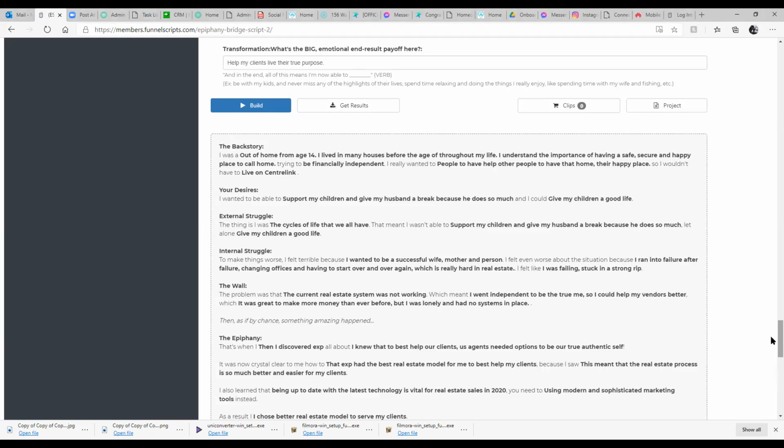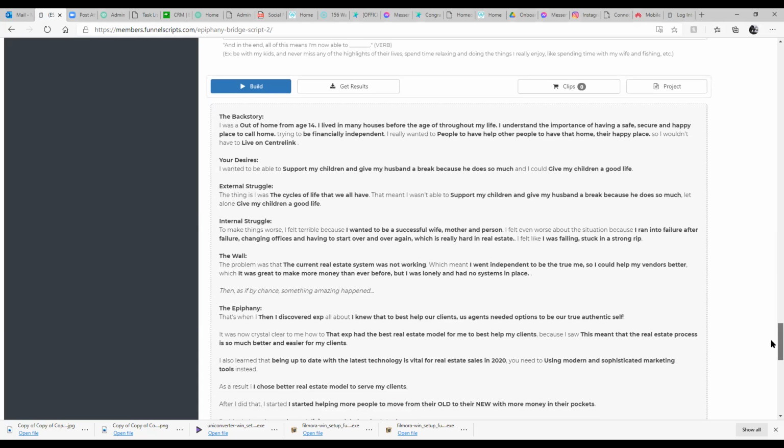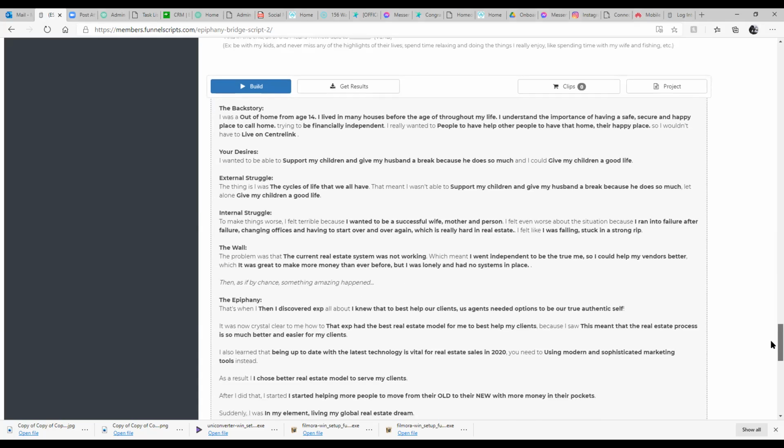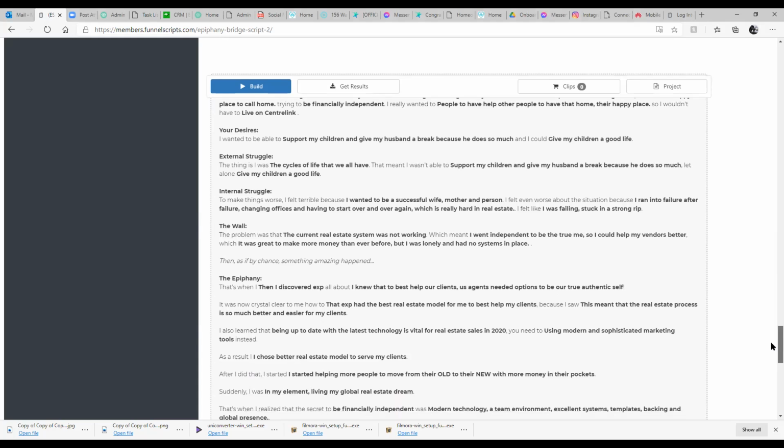Okay, sure. So definitely the sense word. You're going to attract the people. Just from that story, I can see you are very likely going to attract the people who want to have a happy life, because your desire is to support the children, give the husband so much, and give the children a good life.